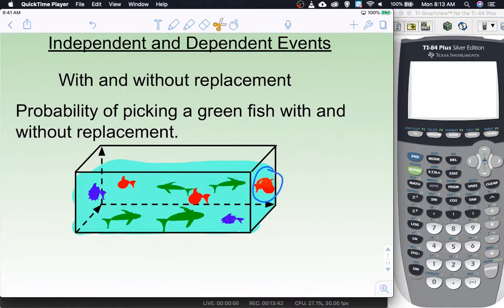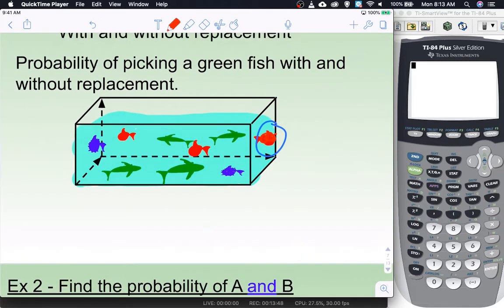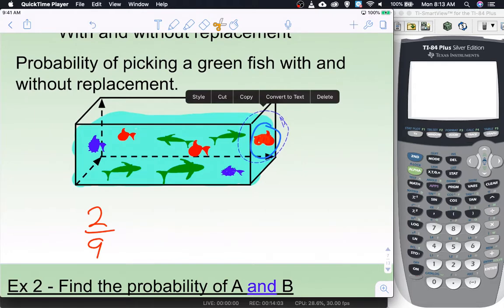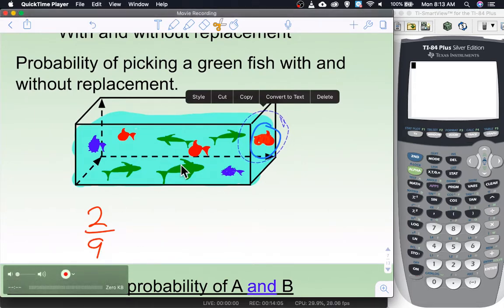If I put him back in, that doesn't change the probabilities of any of the other fish in the tank, right? Right now, the chance of getting a blue fish is 2 out of 1, 2, 3, 4, 5, 6, 7, 8, 9. There's 9 fish in that tank. Now, if I take this red fish and put him back in, the chance of getting a blue fish is still 2/9. I didn't change any probabilities.